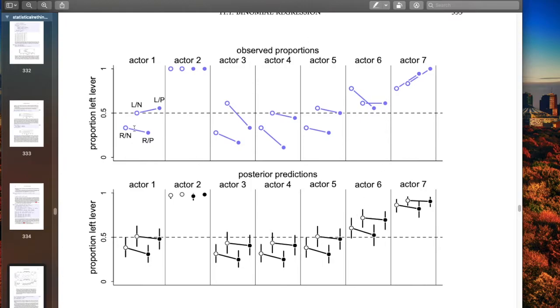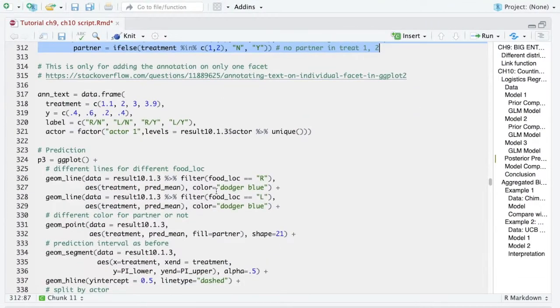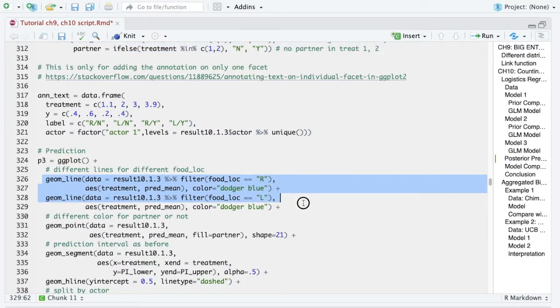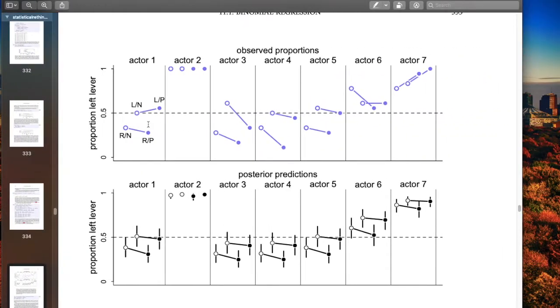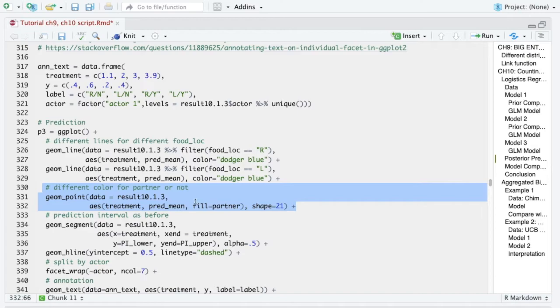So firstly, we can plot the 2 lines here connecting the points. Here, the first 2 geometries are geom_line, with one connecting the point on the right and one connecting the point on the left. And then we can draw the points with open points and filled points using geom_point, and then we need to add another aesthetic called fill. The aesthetic is partner. So with partner, it will be filled, and without partner, it will be an open point. And notice that we have to add shape equal to 21 because only shape 21 has the fill aesthetic.